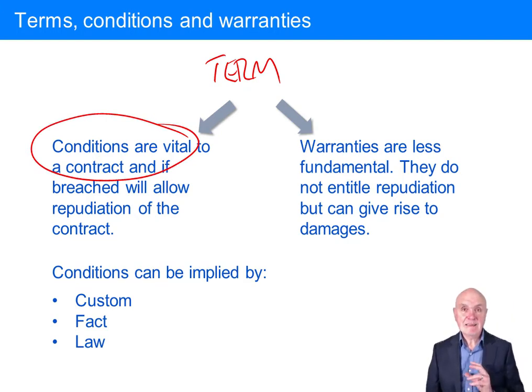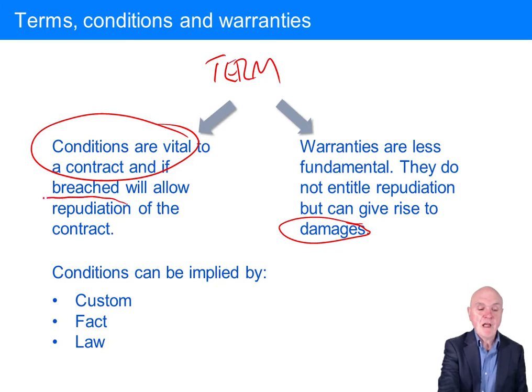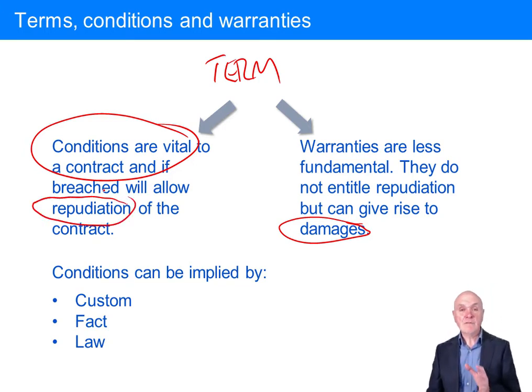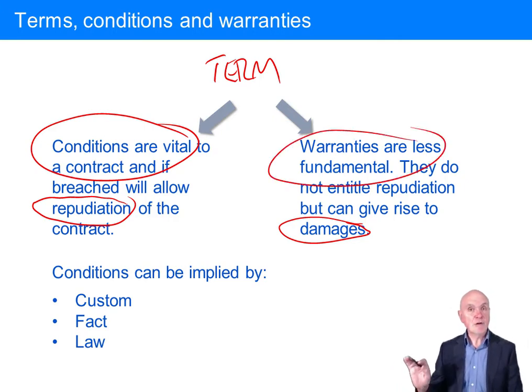A warranty is slightly less serious. It is a term in a contract, but it is less fundamental. It is not, in a way, fatal to the contract. And what the injured party can do there is to get damages. So under conditions which are terribly fundamental, absolutely vital to the working of the contract, you can say this contract has been so undermined, I don't want anything to do with it. You can repudiate it. A warranty is less fundamental, a bit more of a detail, could be an important detail, but nevertheless the essence of the contract is still in existence, but you can claim damages.